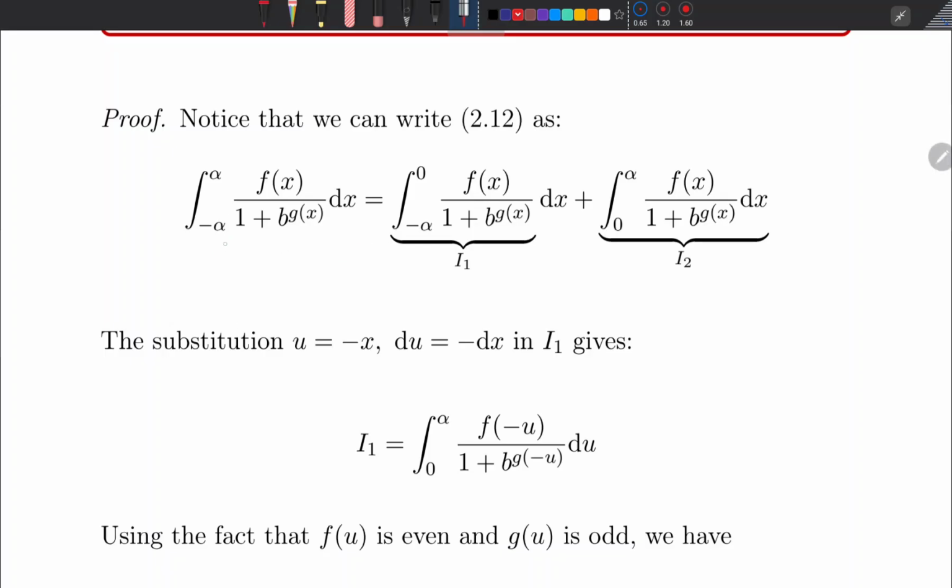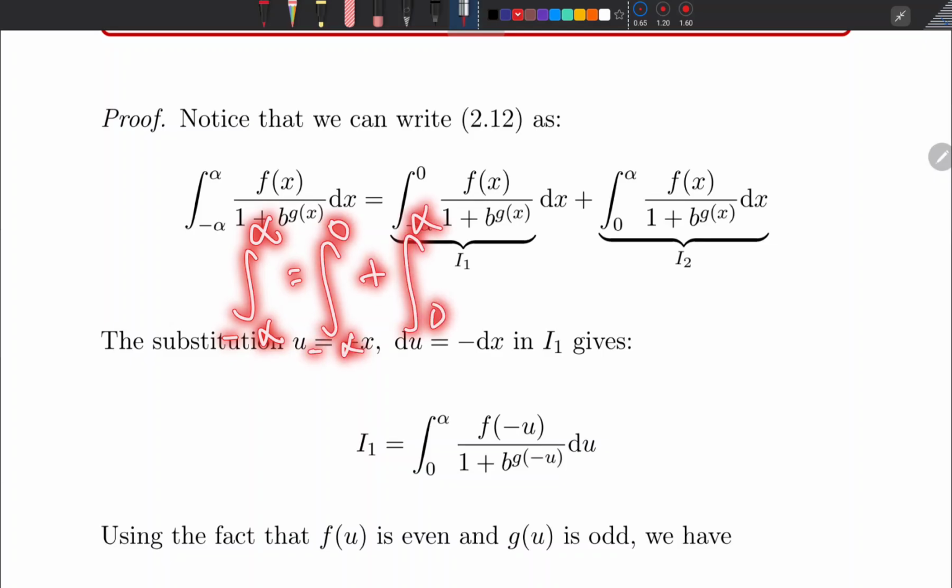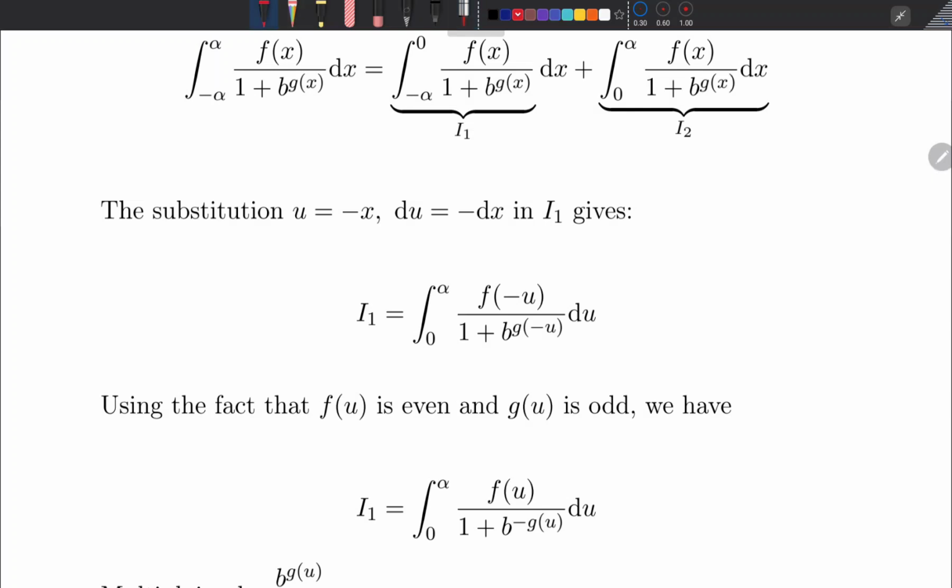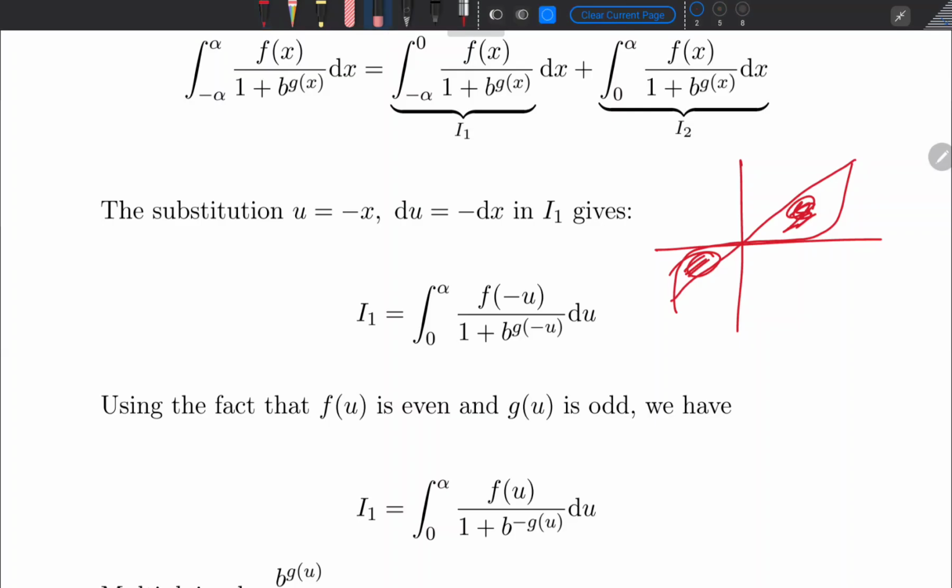So yeah, we have just split it from negative alpha to alpha as from negative alpha to 0 plus from 0 to alpha, right? So basically, it's something sort of this. Let's consider that, wait a second, that's not the perfect curve, but you can consider it something sort of that. I'm just giving you a perspective actually. So this is your negative part and this is your positive part.